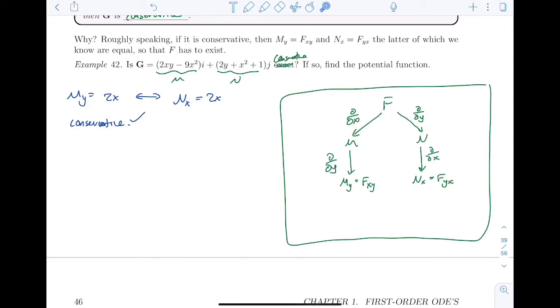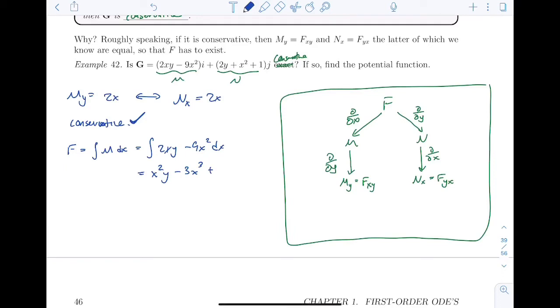Now, I also want to say that there's not just one way to do this. I'm just showing you my way. If you have another way that you like to use better, then go right ahead. So what I'm going to say is that f is the antiderivative of M with respect to x, which is the antiderivative of 2xy minus 9x squared dx. Okay, so we take an antiderivative, and we get x squared y minus 3x cubed plus a constant.